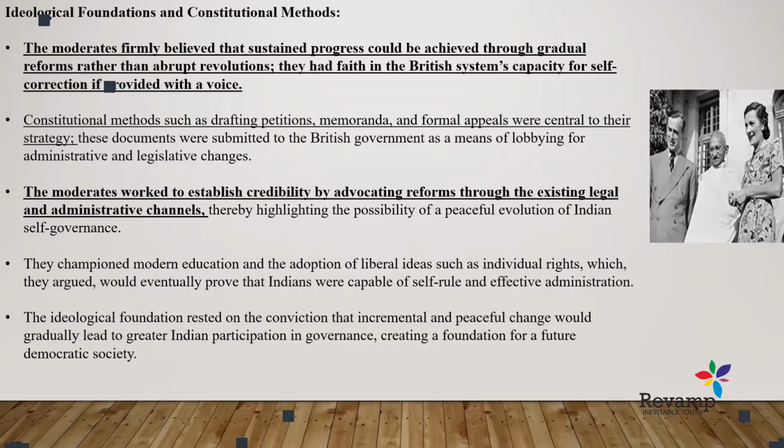So they wanted to keep revolutions aside and wanted reforms, but through constitutional means. They had faith in the capacity for self-correction, using less violent constitutional methods such as drafting petitions, memoranda, and formal appeals, which were central to this strategy. As I said earlier, the instruments to raise the voice of the Indian National Congress elites were formal appeals and memoranda such as petitions. They wanted to question the British government through constitutional methods and an ahimsa, non-violence method, of course.